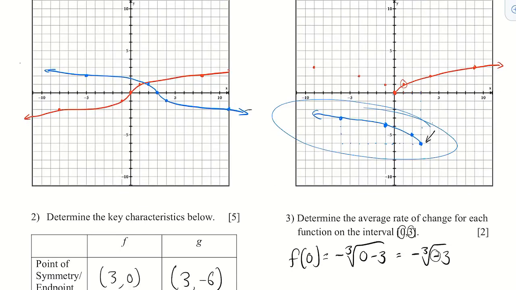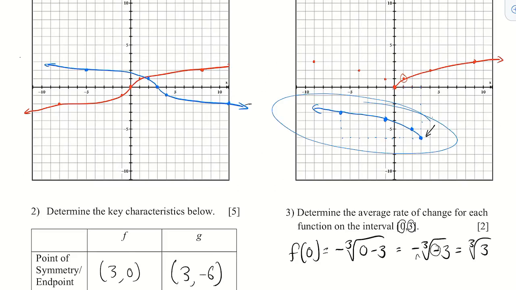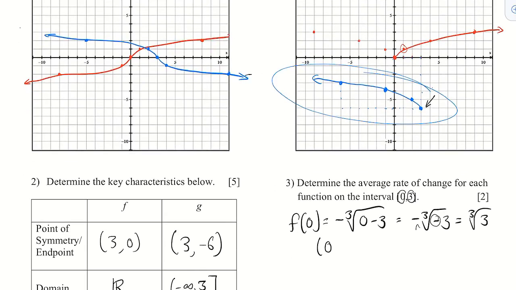But really what happens here is I can take out a negative because I could rewrite this as negative cube root of -1 times 3. And so I could say negative cube root of -1 times cube root of 3. Then the negative is actually going to go away. So I'll just rewrite it as the cube root of 3 being my actual value. So that's going to be my ordered pair: 0, comma, cube root of 3.